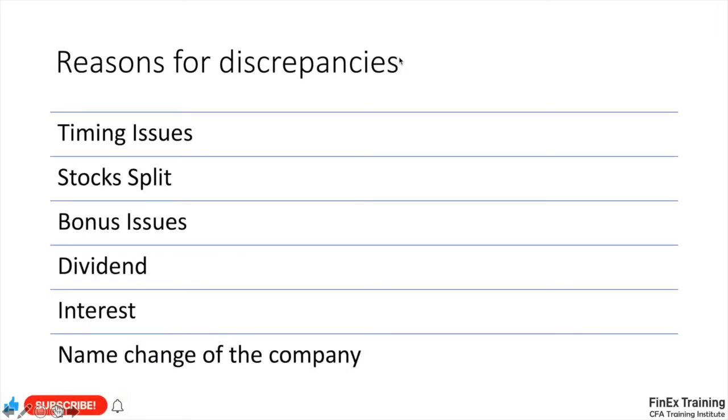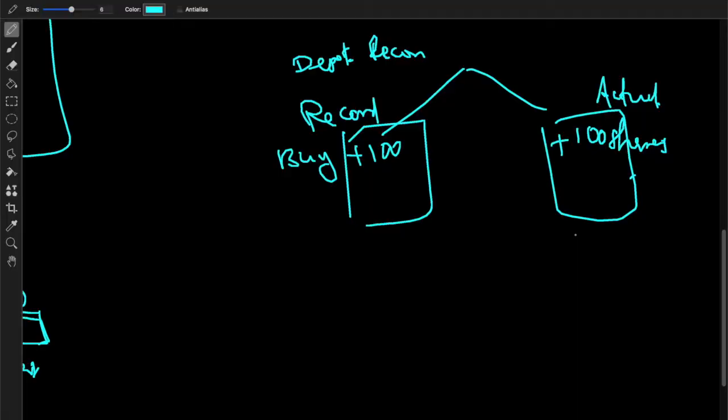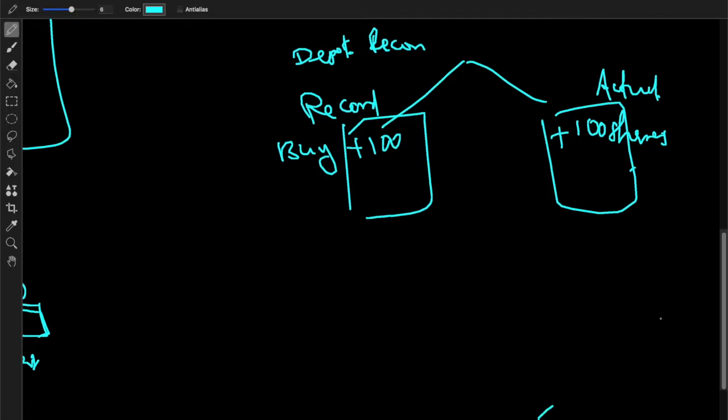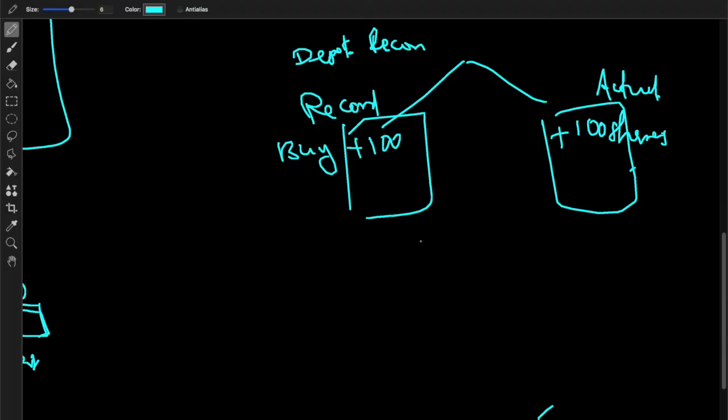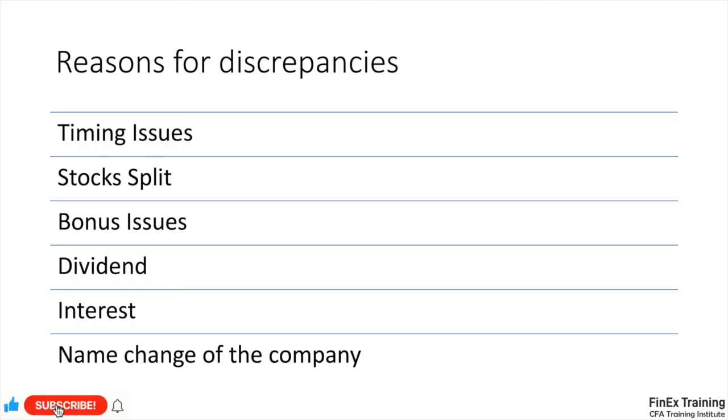So, reasons for discrepancies. As in the first example I told you, there can be a mismatch between two sets of records because of a wrong entry, or maybe a missing entry, where you just missed updating. So there can be discrepancies. What are the other technical reasons? It could be timing issues. Now imagine your trade takes T plus 3 working days to get settled in the US.